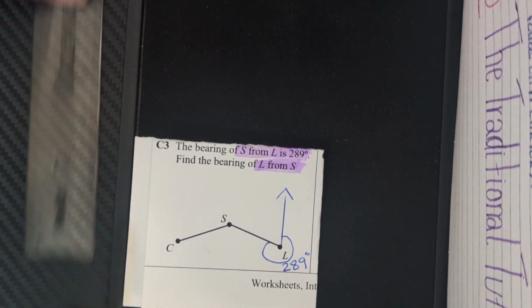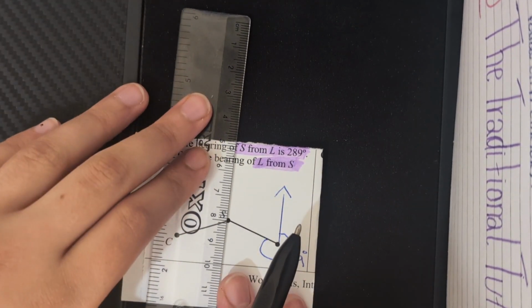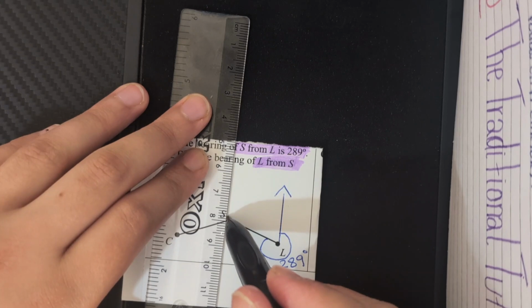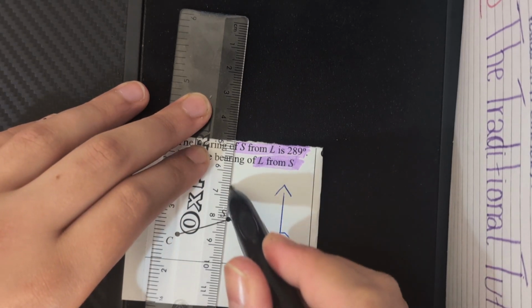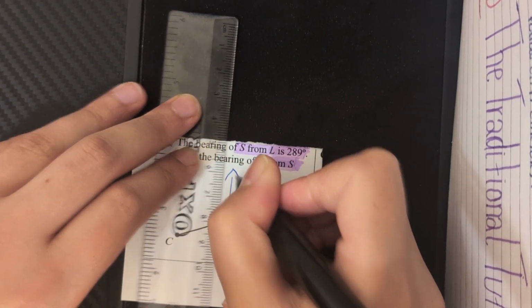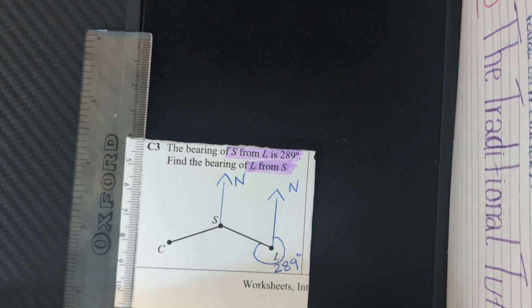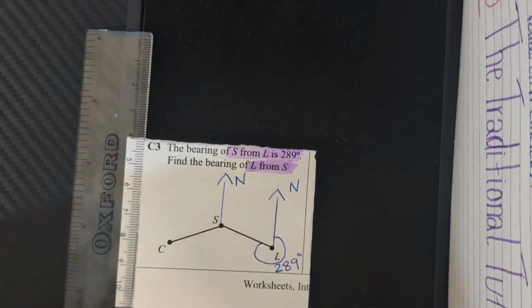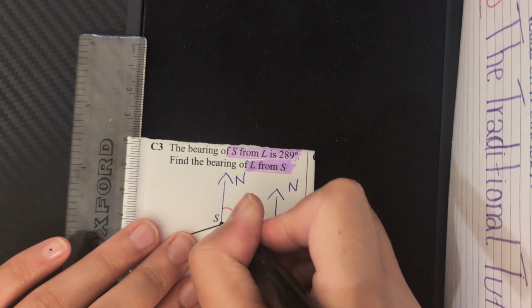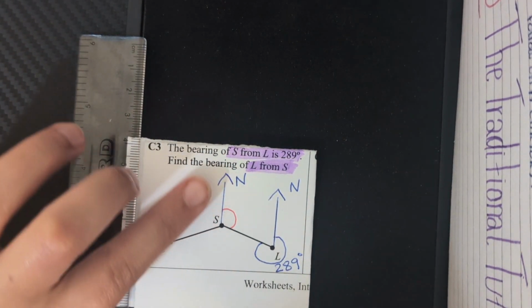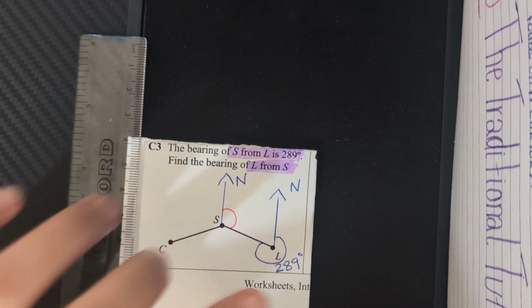Okay, next I need to work out the bearing of L from S. So again, I'm going to take my trusty ruler and draw the north line from S, because that's where I'm calculating my bearing from, and also label these north lines. Okay, so the angle that I'm trying to work out, or the bearing, is this one here, because I'm going from S to L.